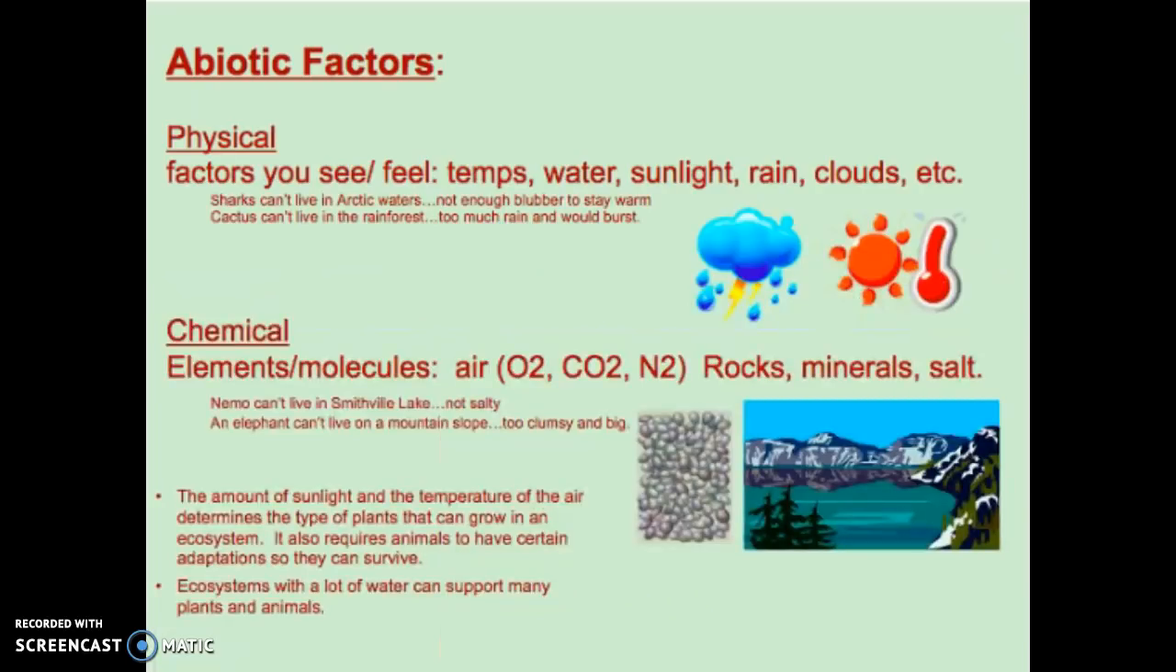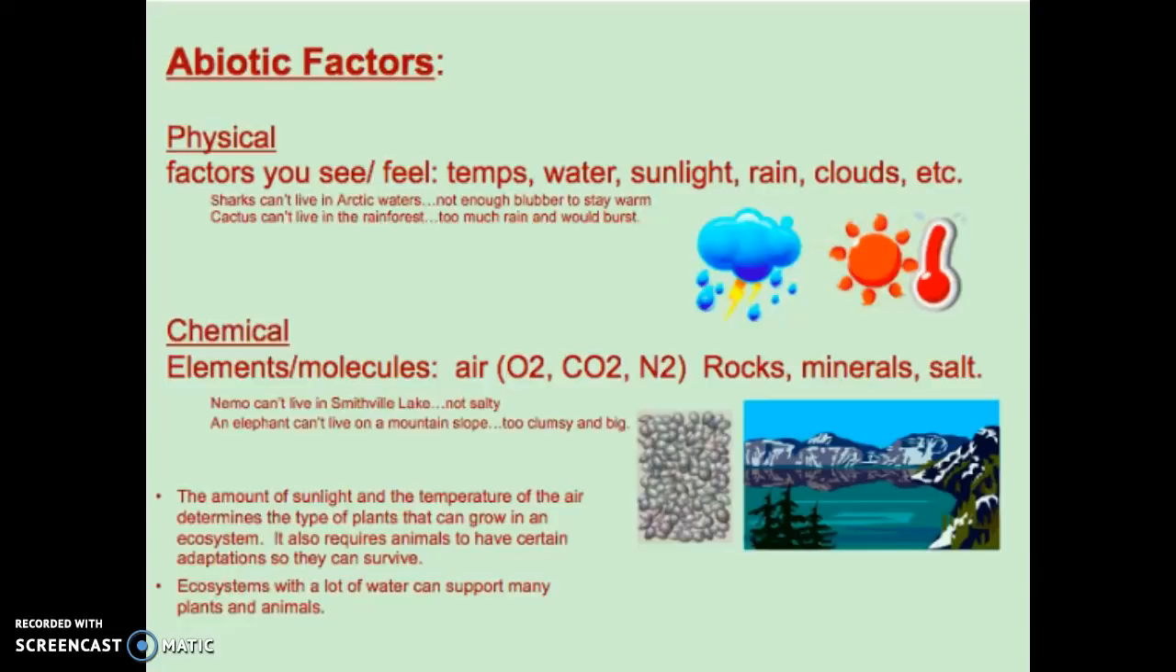Abiotic factors are any type of factor that you can see or feel, and also things that are composed of chemicals, like elements and molecules. So for the physical abiotic factors, those would be things like the temperature, water, sunlight, rain, clouds, etc. And every particular animal has its own abiotic factor that it needs in order to survive. So for instance, a shark can't live in the Arctic waters because they're not built with enough blubber in order to stay warm and survive. And a cactus couldn't live in the rainforest because it would receive too much rain and it would burst.